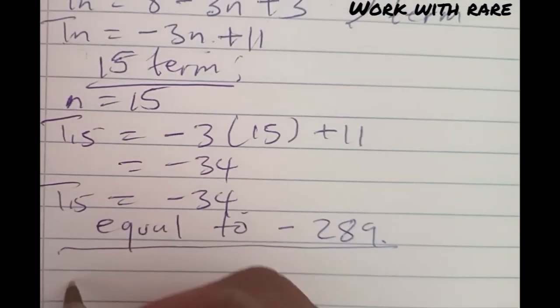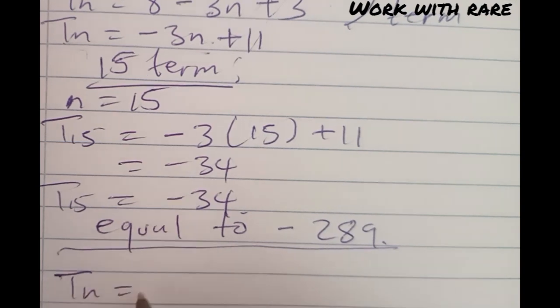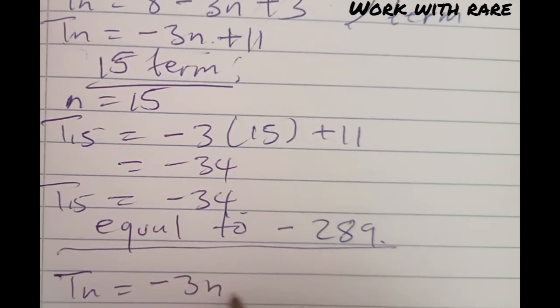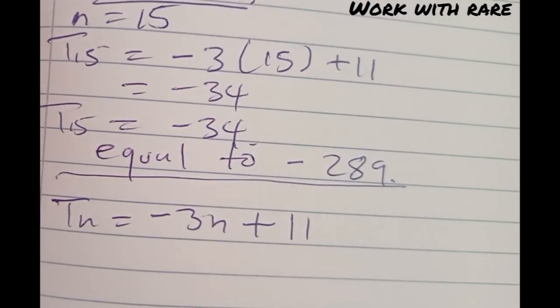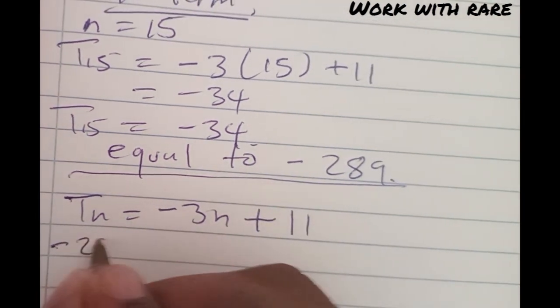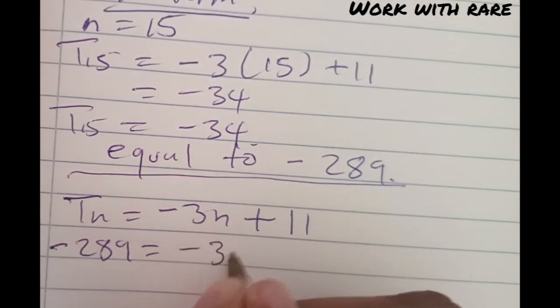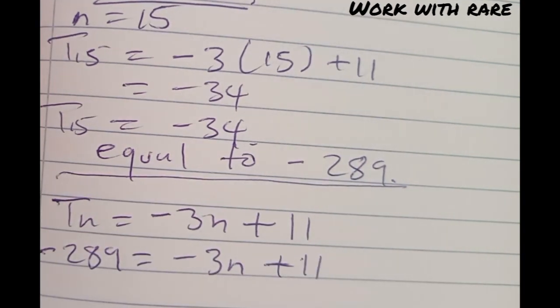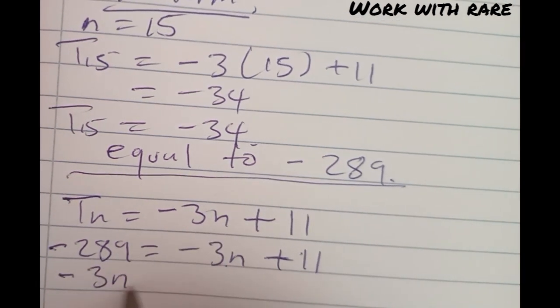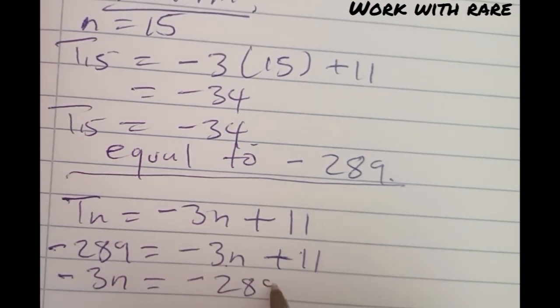Okay, so remember our nth term is this, right? So we don't have to change it. Where I see Tn, I'll substitute -289. So I'll say -289 is equal to -3n plus 11. You see? Remember, the goal is to make n the subject of the formula. So I'll have to take 11 to the opposite direction. Here I'll be left with -3n only. So on that side I have this.